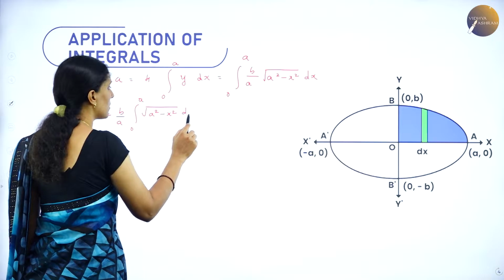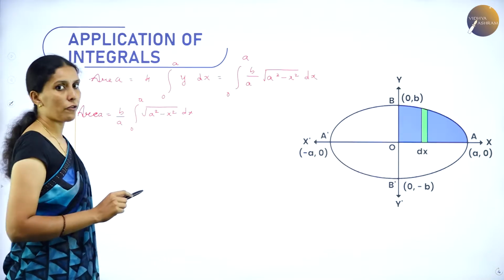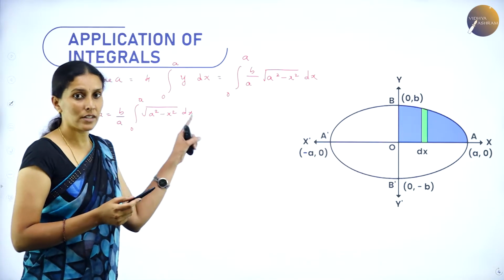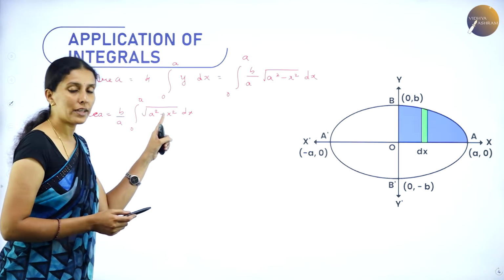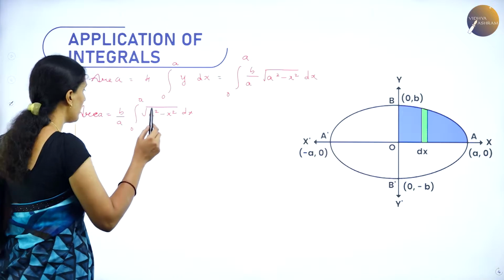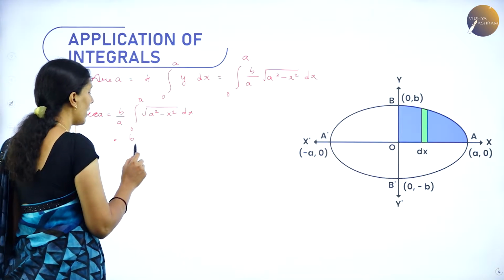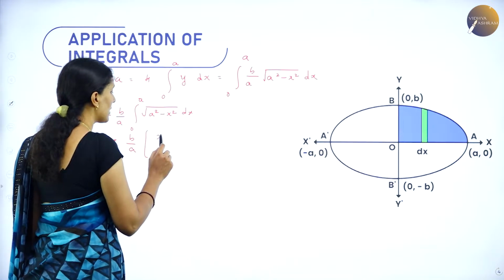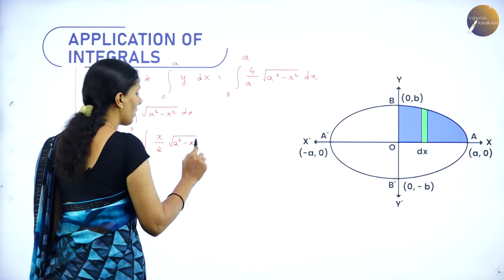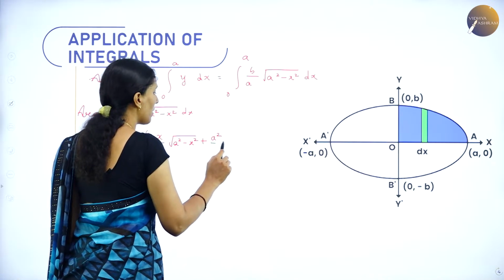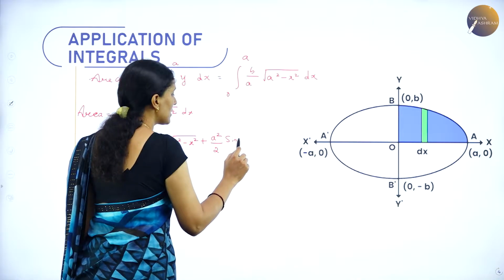So this is a special type of integral where we have learnt the integral of this form. Whenever an integral of the form root of a square minus x square dx is given, it is always x by 2 root of a square minus x square plus a square by 2 sine inverse x by a.